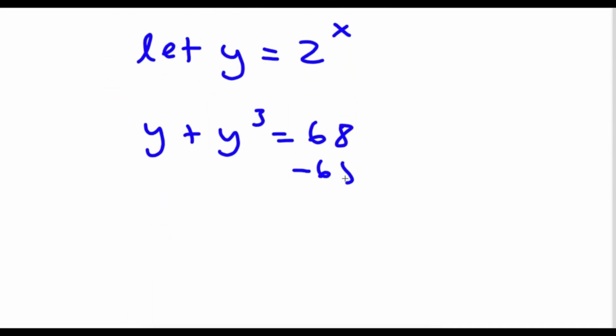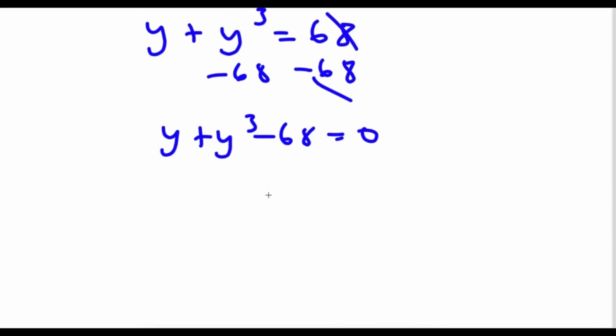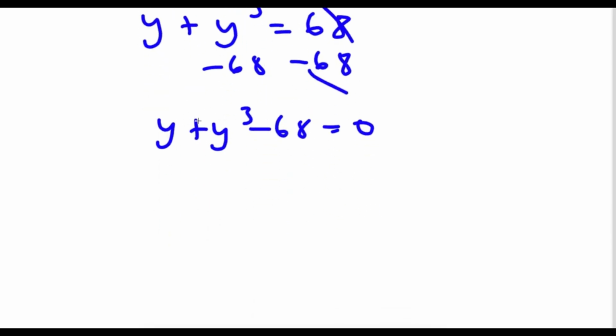Now if I subtract 68 on both sides, I get y plus y to the power of 3 minus 68 is equal to 0. Now I'm going to rechange the order in form of highest degree to the lowest degree. So this would be y to the power of 3 first, plus y next, minus 68 is equal to 0.